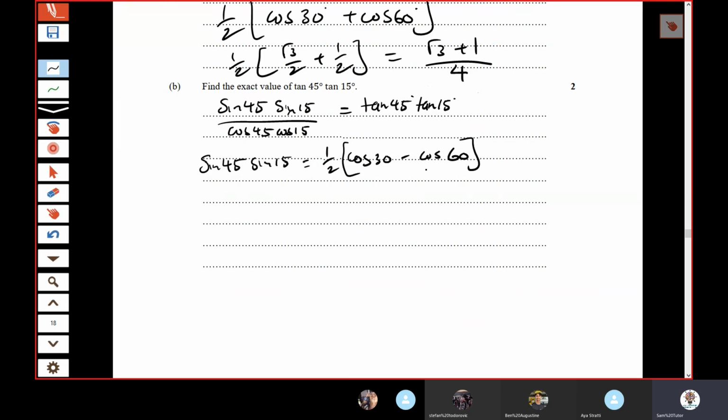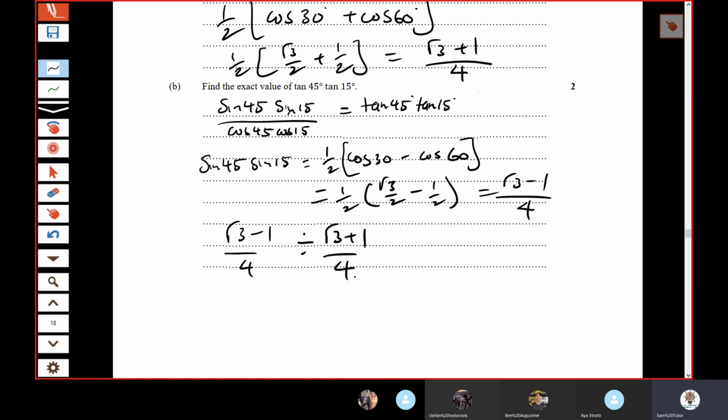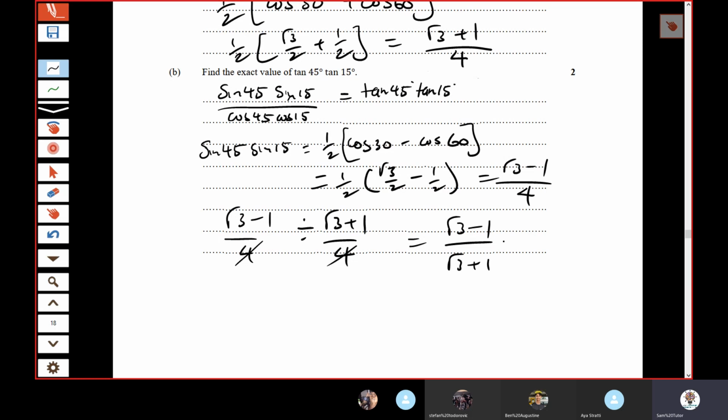And then that becomes root 3 on 2 minus a half. Root 3 minus 1 on 2, which is 4. And then literally just going to divide. So root 3 minus 1 on 4 divided by root 3 plus 1 on 4. This will cancel out. Your answer is root 3 minus 1 on root 3 plus 1. I guess that's exact. I don't really say simplified answer, but let's just do it anyways.